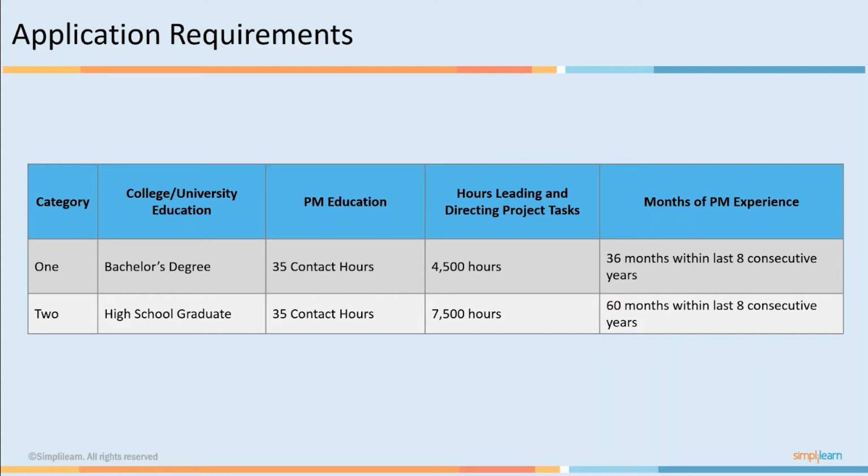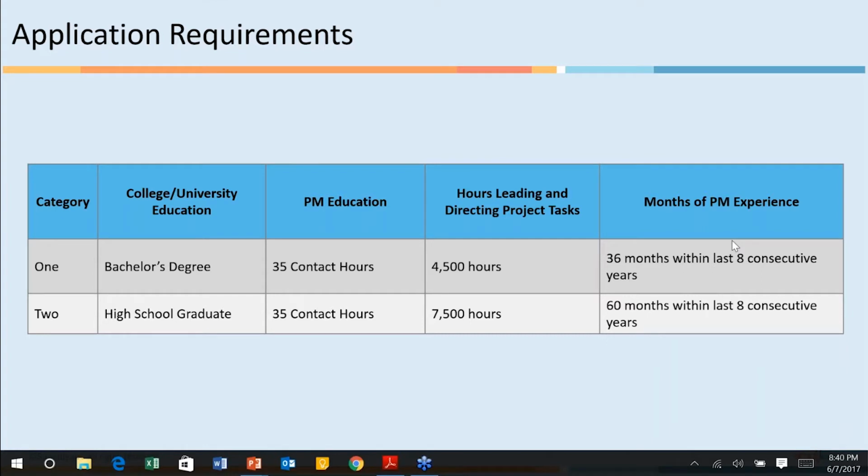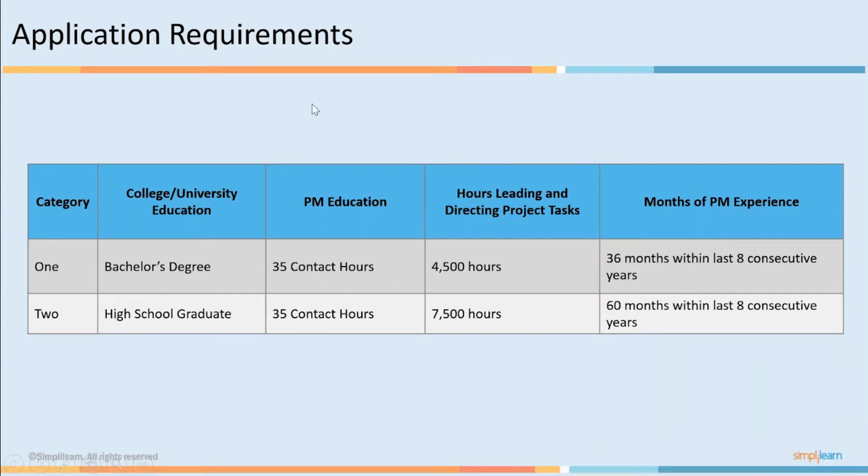And that 4,500 hours of experience must have come from a minimum of 36 months. When I say 36 months, it means that if any one of you has 2 years or 2.5 years of experience, but you say that you have more than 4,500 hours of experience, that means you are not eligible. You need to have a minimum of 36 months of experience. There is no maximum limit, no upper limit.